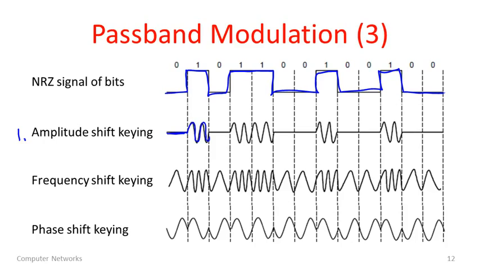Alternatively, here is another kind, number 2, a different kind of passband modulation, frequency shift keying. You can see now that I oscillate rapidly for a 1, this is a 1, and I oscillate more slowly for a 0. And finally, we have phase shift keying.